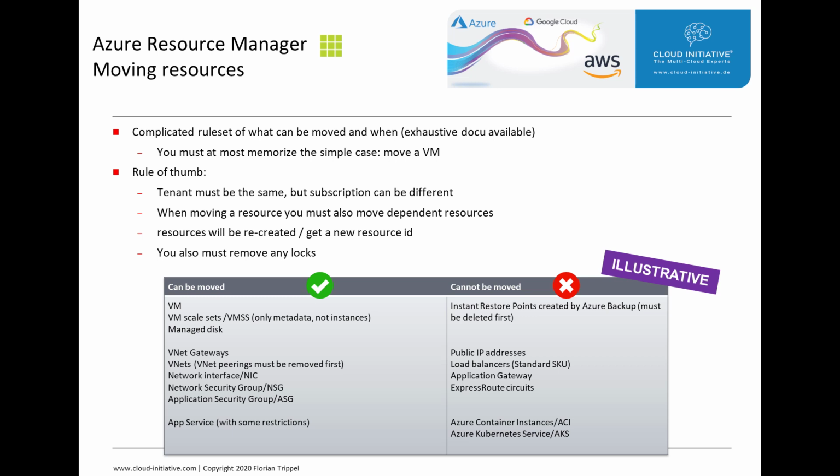Here I compiled a table for illustrative purposes that shows what common objects can and cannot be moved. To memorize this, I would suggest to focus on what cannot be moved. For instance, we cannot move public IPs, load balancers, application gateways, and ExpressRoute circuits, as well as Azure Container Instances or Kubernetes Service. Also, we cannot move instant restore points created by Azure Backup, so we have to delete these first.